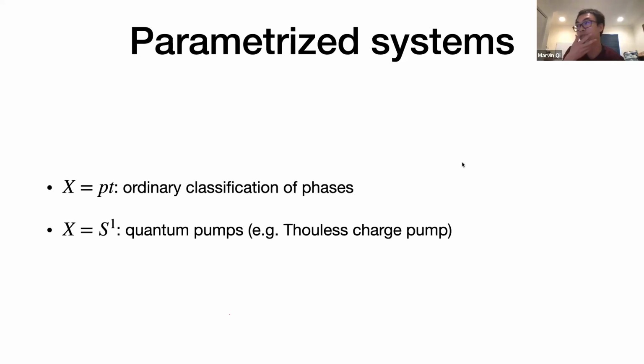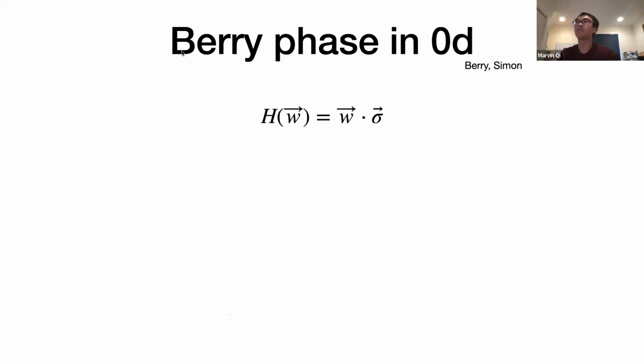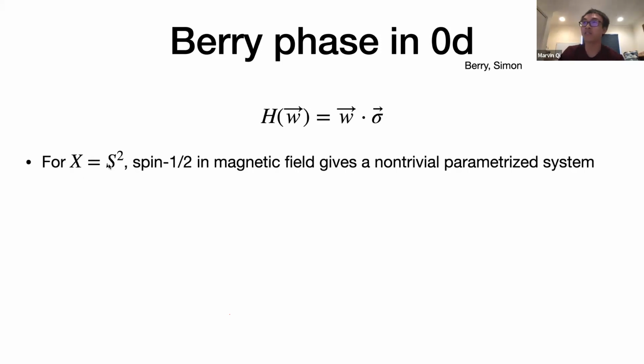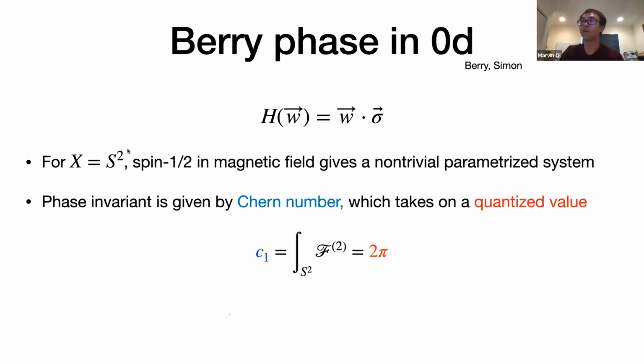But for this talk, I want to focus on an even simpler system, which everyone is familiar with, and that's the famous Berry phase example in 0 dimensions. So here we take our parameter space to be the 2-sphere S2. For each point in S2, this W is a norm 1 vector, and it determines a Hamiltonian, which is given by W dot sigma. So this Hamiltonian is gapped, and therefore it defines a parameterized system. And the claim is that this parameterized system is non-trivial. Of course, we're familiar with why that is.